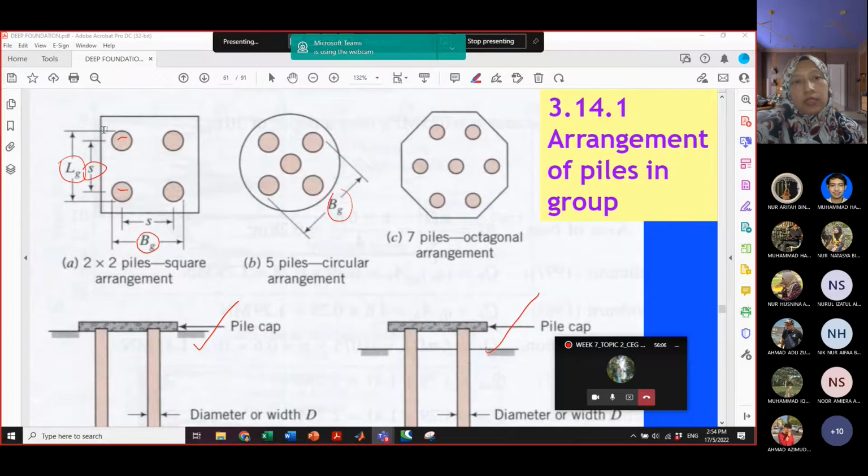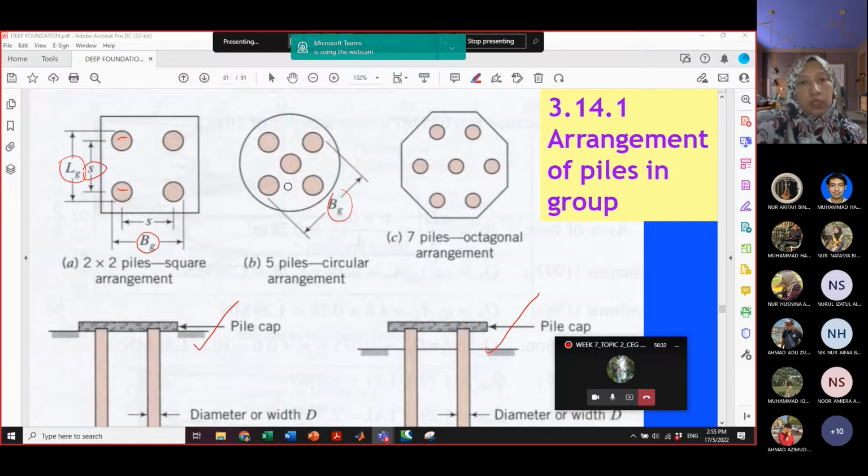So this is how, in deciding the pile arrangement, it depends on the spacing of each pile, how far one pile is from another. So these are some arrangement recommendations if you have 2 by 2 piles in a square arrangement or you have 5 piles in a circular arrangement.